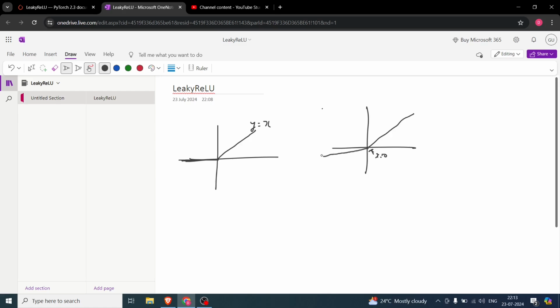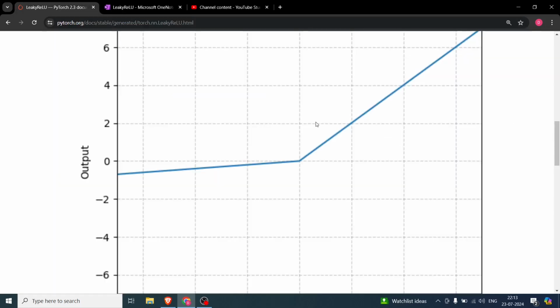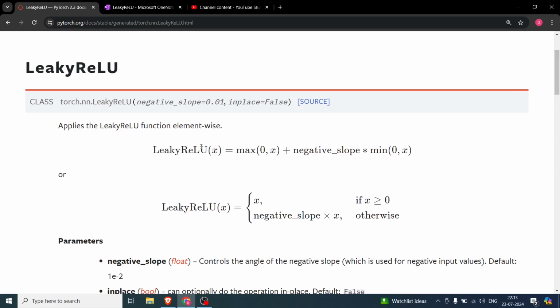So it's not y equal to x, it's going to be y equal to a small number, let's say lambda, times x. This is only for our interpretation, it is not mathematically called lambda, it's mentioned as the negative slope. Generally you take it as 0.1 or 0.01. We'll have to see in the documentation. Let me just check. Yes, it's 0.01. So this is the default value.